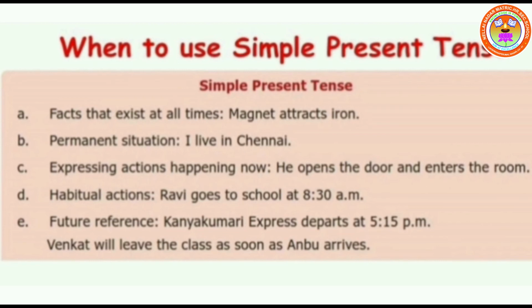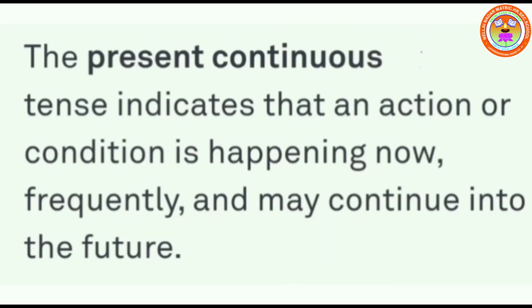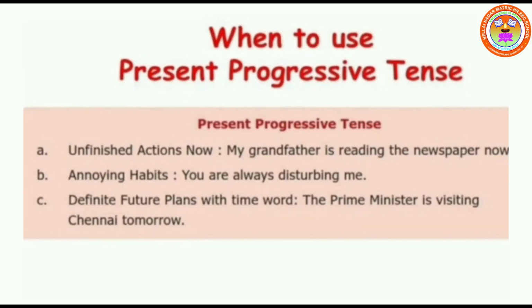Next, let us see present progressive or present continuous tense. The present continuous tense indicates that an action or condition is happening now, frequently, and may continue into the future. Let us see when to use present continuous tense. We have 3 rules here.